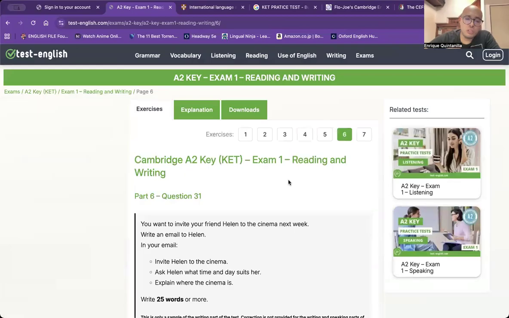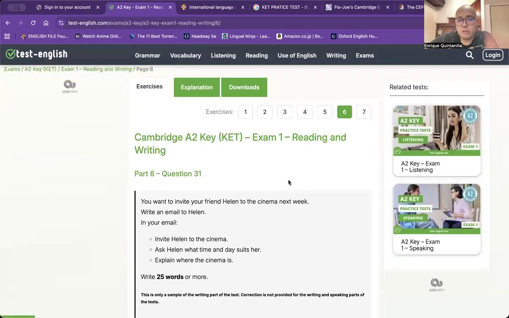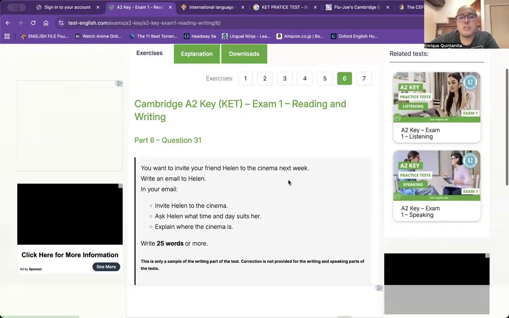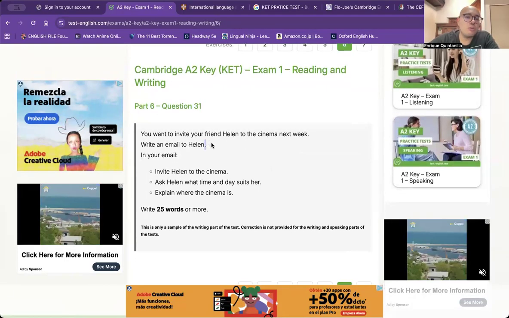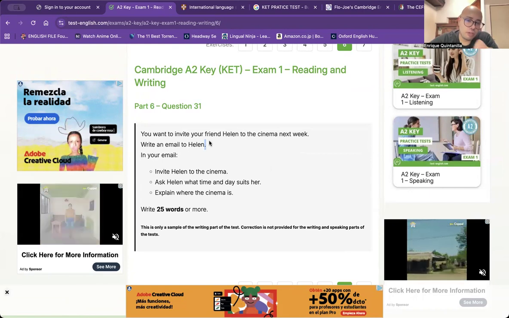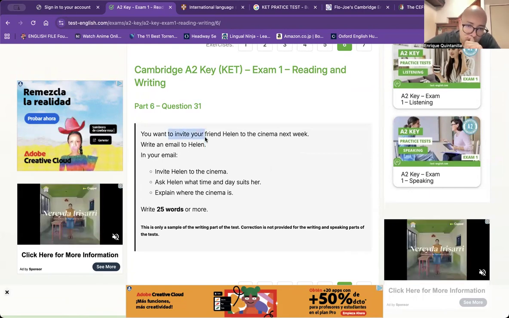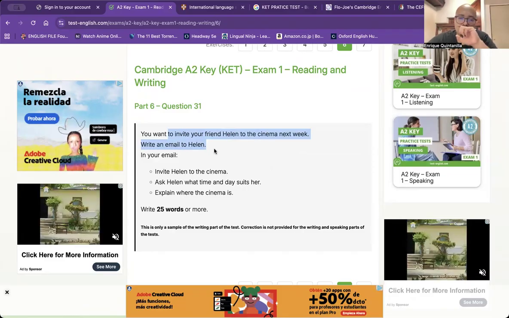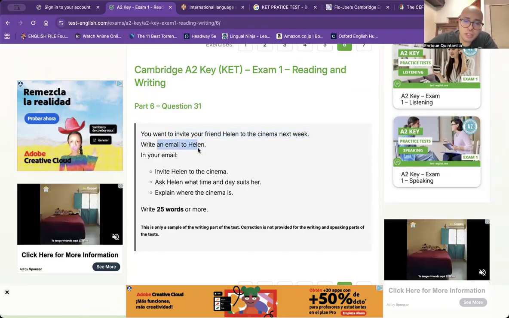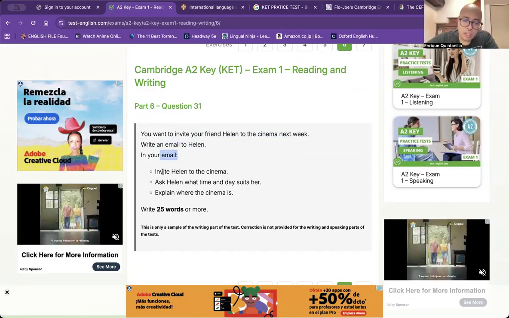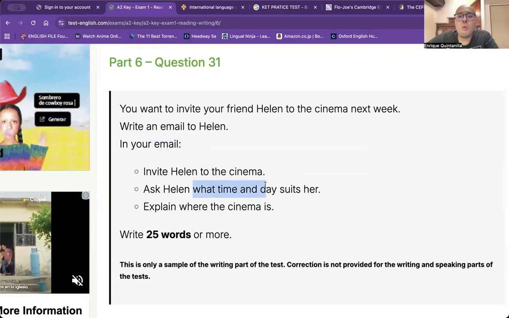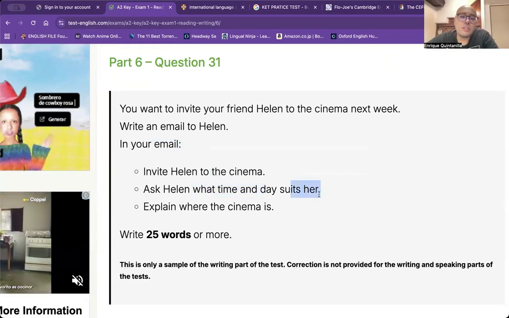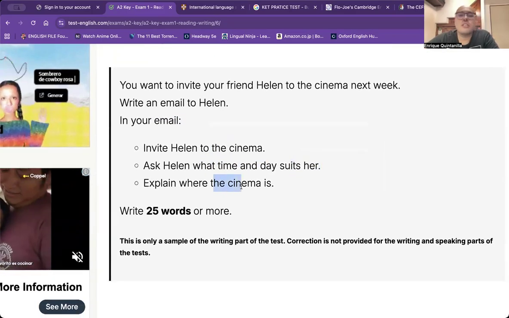Okay, we move on to the next part. Now you have the writings. What you have to do is write what you are asked for. For example, here it says you want to invite your friend Helen to the cinema next week. Write an email to Helen. In your email, you have to invite Helen to the cinema, ask Helen what time the day suits her, and explain where the cinema is.